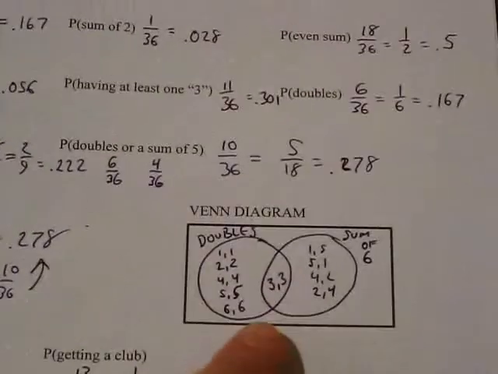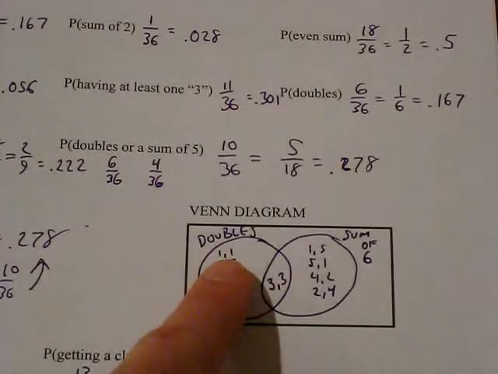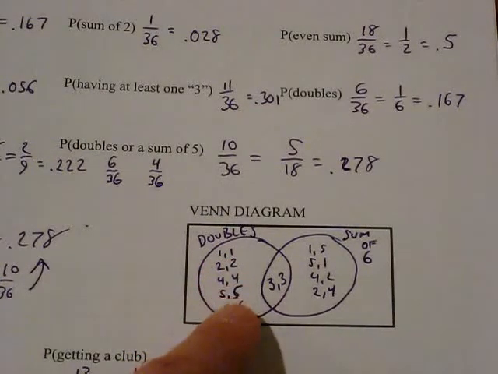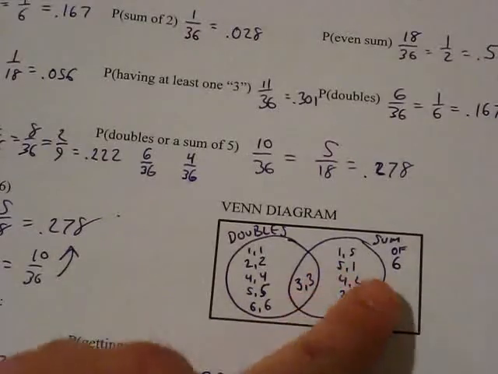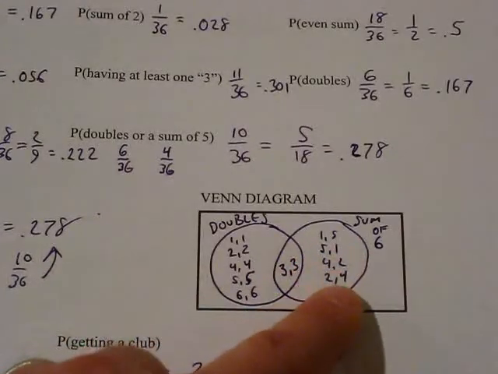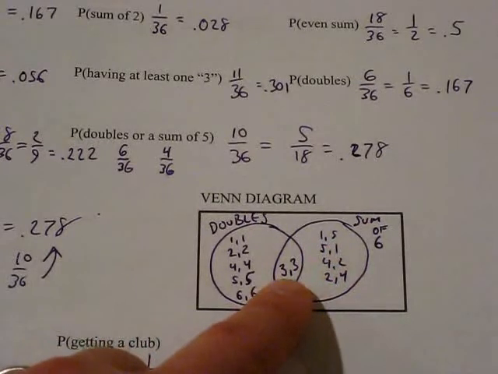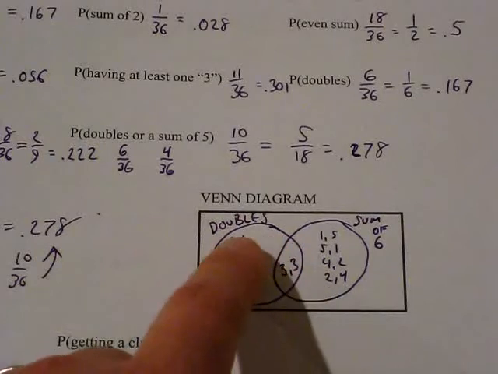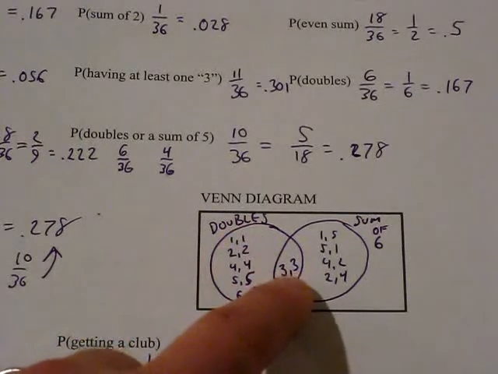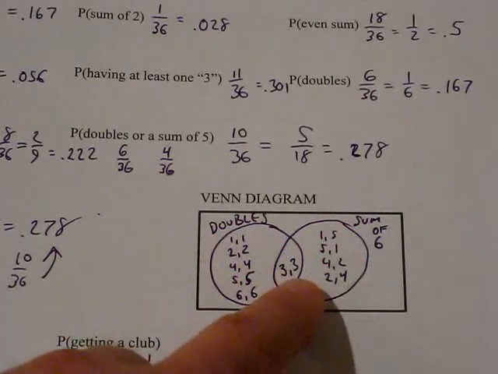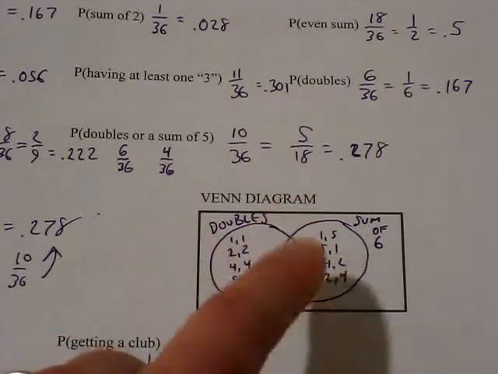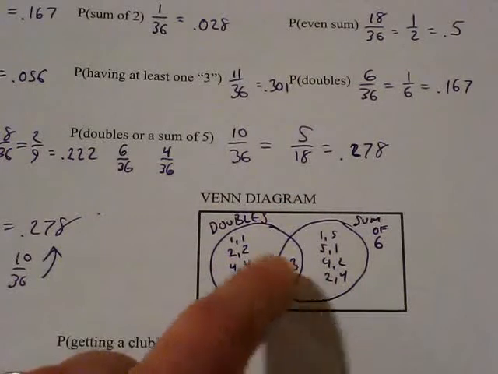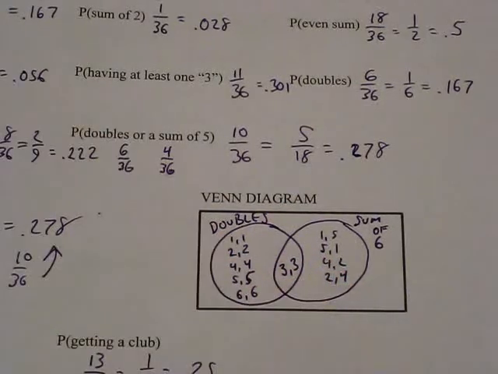Now here's a Venn diagram. The Venn diagram has, on the left-hand side here, all the doubles you can get, 1, 1, 2, 2, 4, 4, 5, 5, and 6, 6. And over here on the right, we have sums of 6s, 1 and 5, 5 and 1, 4 and 2, 2 and 4. But you'll notice here that they both contain 3 and 3. The Venn diagram shows that this right here is the intersection of all the doubles and the sums of 6. So this is why this is not mutually exclusive. Mutually exclusive groups would have two Venn diagram circles not connected to each other, like separate circles.